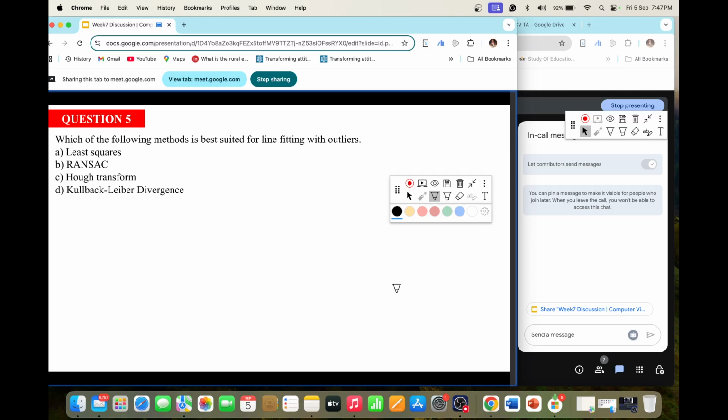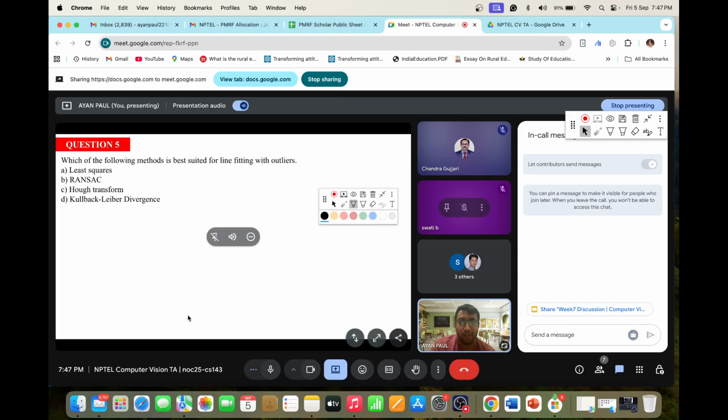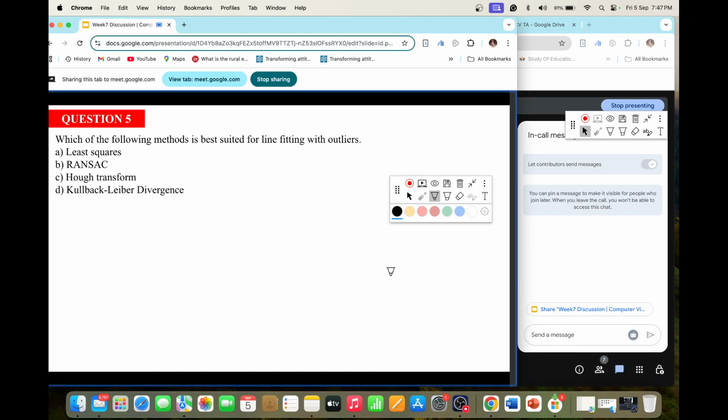Question number 5. Which of the following methods is best suited for line fitting with outliers? Again the same question. Least square, RANSAC, Hough transform, and Kullback-Leibler divergence, KL divergence. So I hope it is clear. Which option? B is the answer. Yeah, RANSAC is the answer. Same type of question, again repeated.